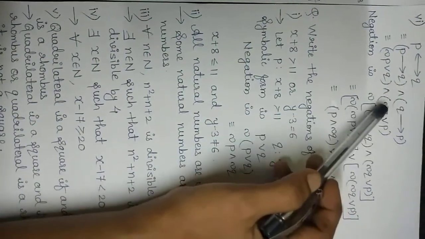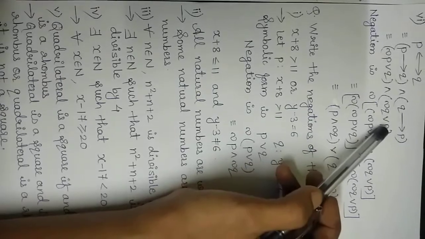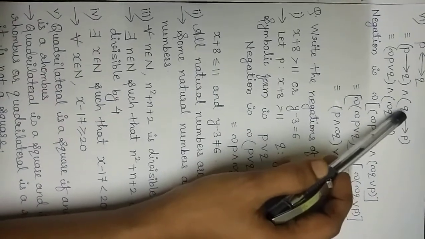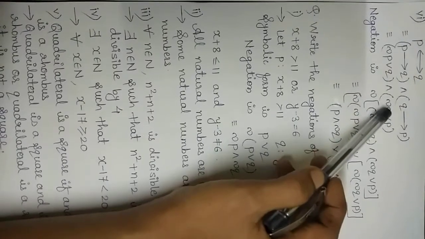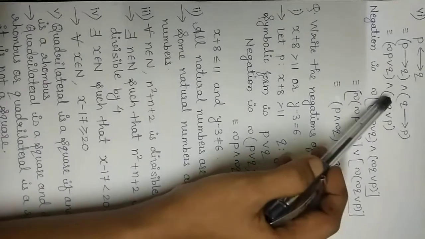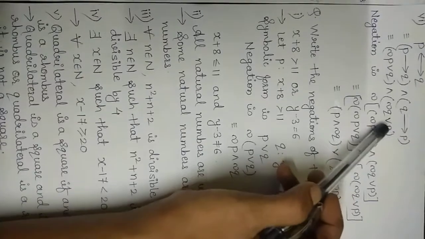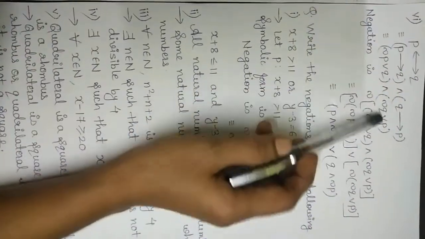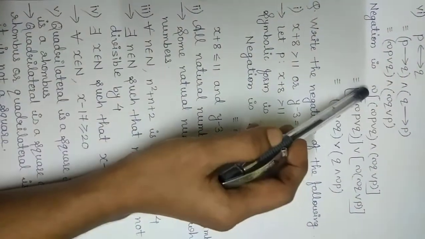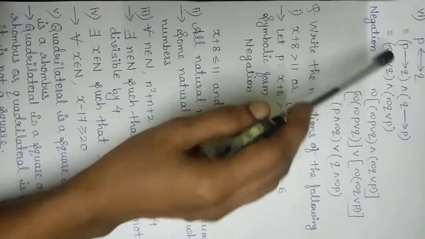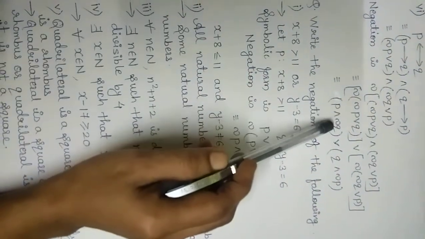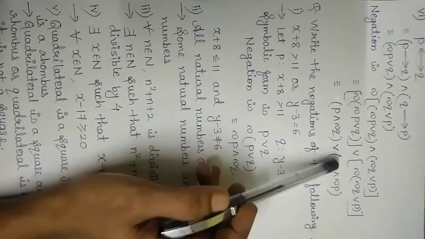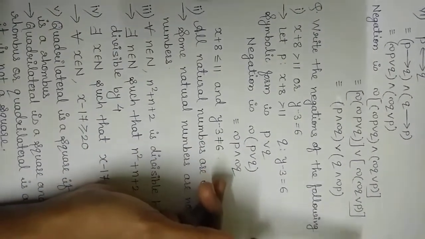And here also negation of first statement or second statement, but since Q is given first, the equivalent statement will be negation of Q or P. Now to this we can easily apply the negation. So the answer, applying negation, will be P and negation of Q, or Q and negation of P.